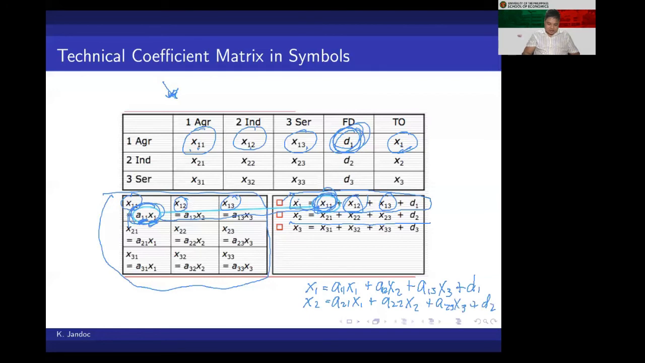Okay, and finally the third equation over here, x3 can be rewritten as A31 x1 plus A32 x2 plus A33 x3 plus D3. Okay, so notice that you have the amount of technical coefficients here, as well as x1, x2, and x3 here, and d1 and d2 and d3. So what's the bottom line of this one? Well, you can write this down in matrix form.